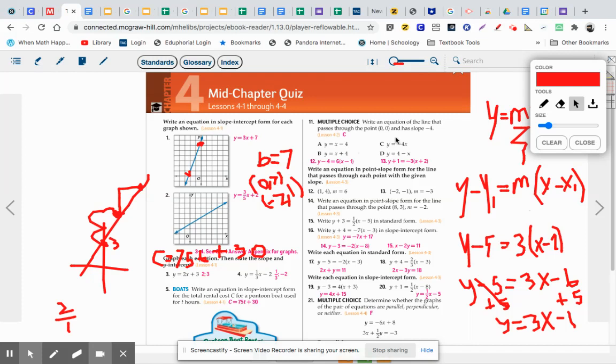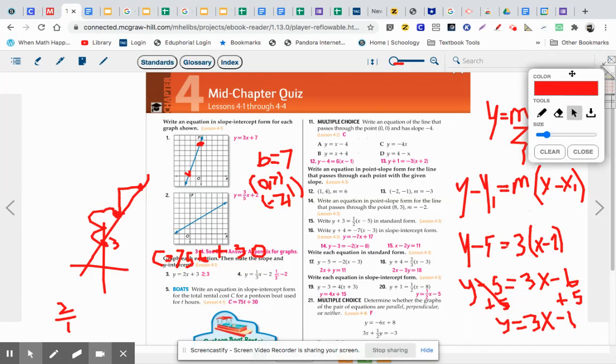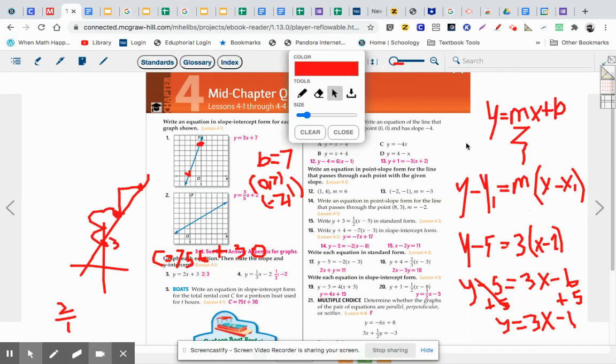So let's look at number 11. Write an equation of a line that passes through the point 0, 0 and has a slope of -4. So what does that mean for you? That means you're going to use the point slope formula, which is here. So this particular problem, you will put all your information in there. You will put 0 here and a 0 here and your slope here. And you will work that out and you will see what your answer is.